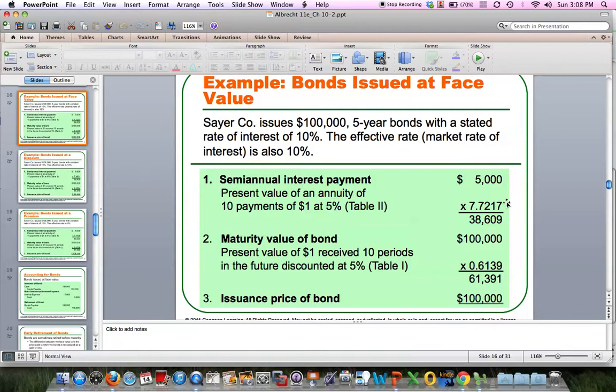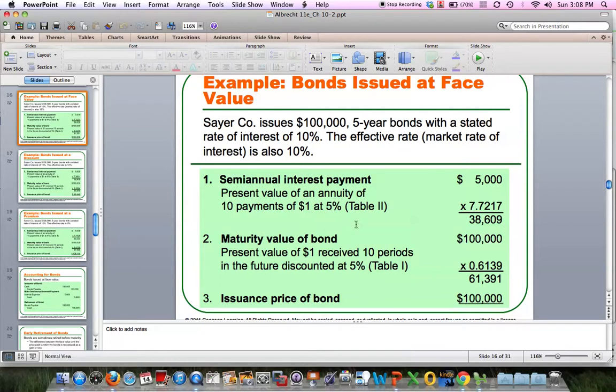We then also compute the present value of all those interest payments twice a year. It's a 5-year bond, so there's going to be 10 payments. So 10 payments of 1 at 5% using table 3 gives you a factor of 7.7217, multiplied by the 5,000 gives you 38,609. So the present value of all of the interest payments is 38,609.